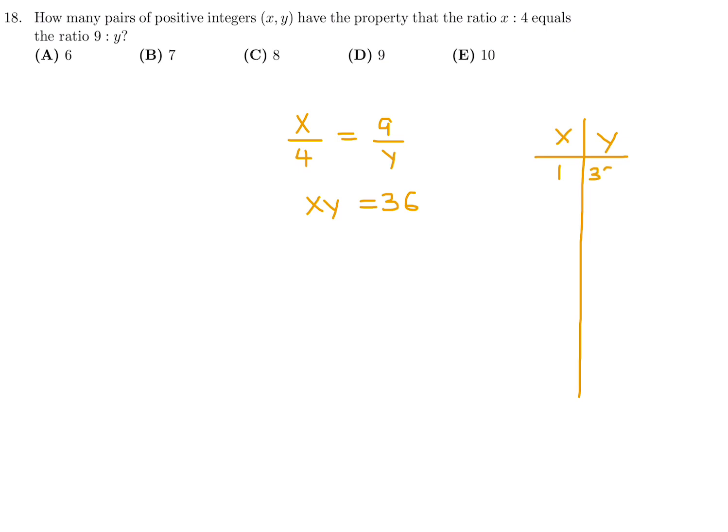1 and 36, 2 and 18, 3 and 12, 4 and 9. 5 won't give you an integer, neither will, well, 6 will. 6 will give you, 7 and 8 won't, but 9, well, at this point it's just reversals of what I've already written. 18, 2, 36, and 1. So how many do I have? 1, 2, 3, 4, 5, 6, 7, 8, 9. Number 18, therefore, is D.